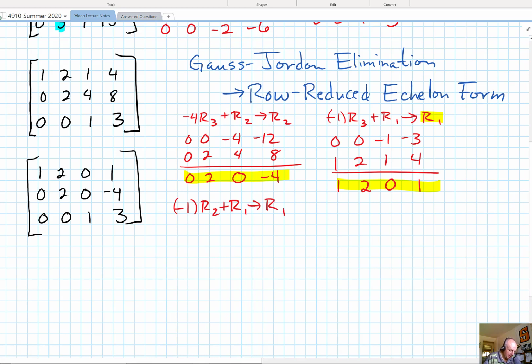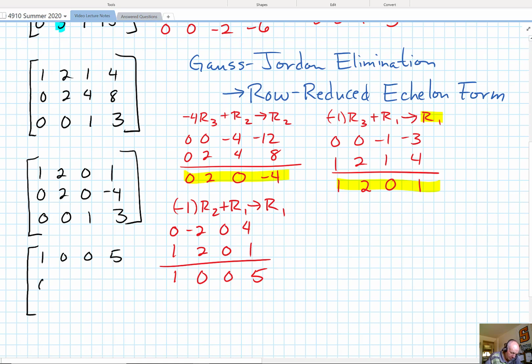Okay, and that's going to look like this. -1 times row 2 is 0, -2, 0, 4. Row 1 is 1, 2, 0, 1. And let me just say this, you have to get these 2 zeros first, so you really need to be working in this counterclockwise direction. Okay, so 1, 0, 0, 5. That's our new row 1. Now, probably some of you wanted to do this other thing. We'll talk about this here in a second.